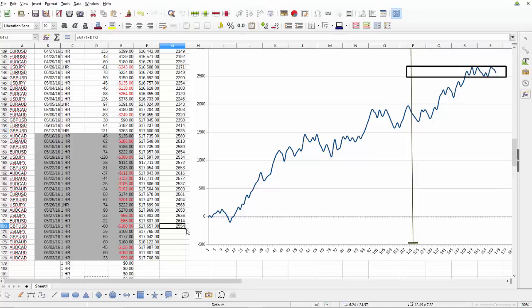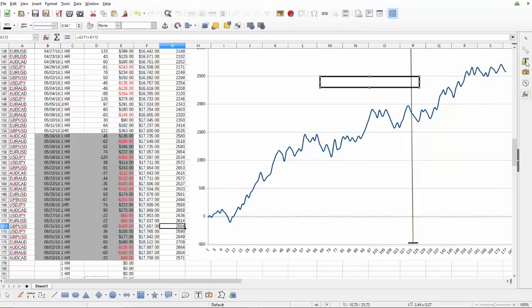And finally the first week in June, we barely came above our equity highs here. If I move the box out of the way, this little spike here barely came above our equity highs, but still not really out of drawdown. As you can see, still just consolidating sideways right above 2,500 pips.